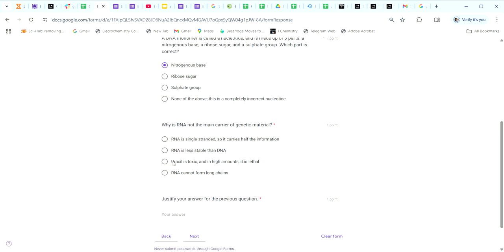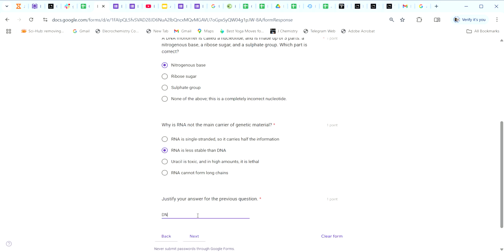Uracil is toxic and RNA cannot belong. Genetic material cannot be less stable, or RNA is single stranded. That is the correct one: RNA is single stranded, so it carries half the information. It actually transfers the protein information. So RNA is less stable. I think stable.